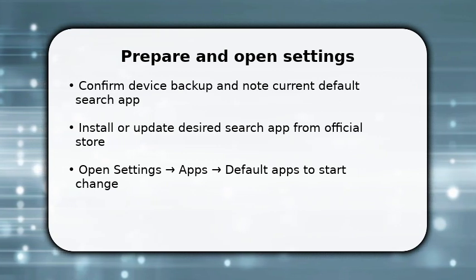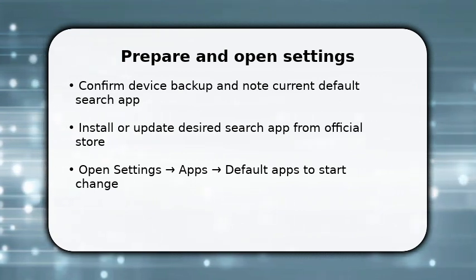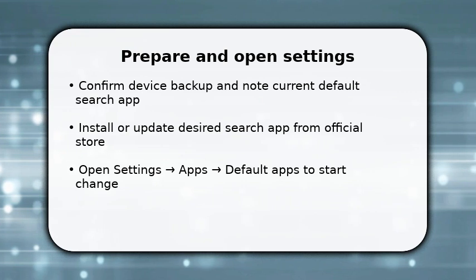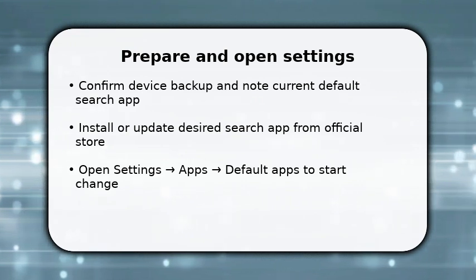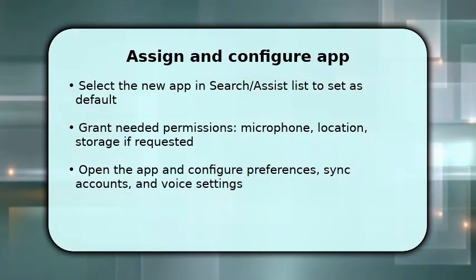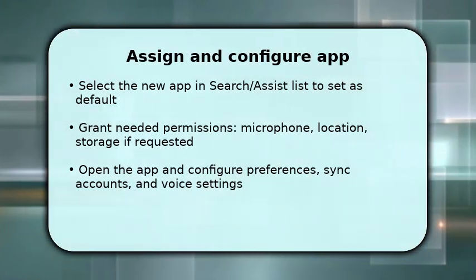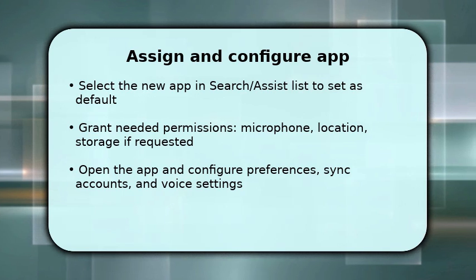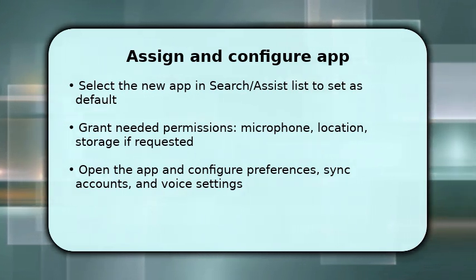Proceed now to select the entry labeled Search or Assist to begin assigning the new app as default. Now you assign and configure the app. Select the new search app in the Search or Assist list to make it the default. Make sure to grant required permissions like microphone, location, and storage so features work correctly.